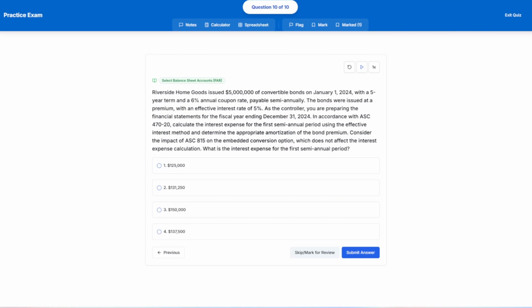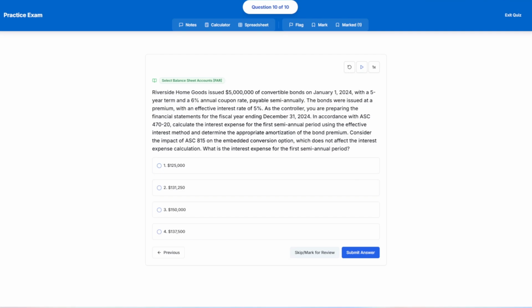Option 2 is $131,250. This option might seem right because it considers the effective interest method. Using the effective rate of 5%, the interest expense for the first semi-annual period is calculated as $5,250,000, the carrying amount, times 5% divided by 2. This results in $131,250, which aligns perfectly with the principles under ASC 470-20.